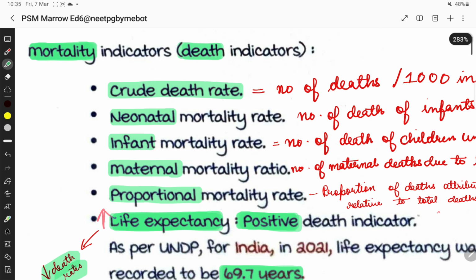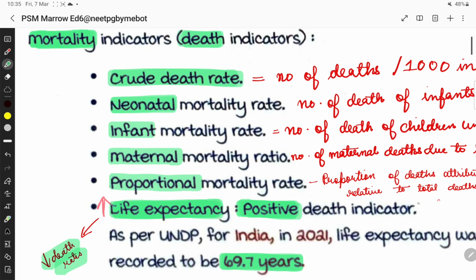So mortality indicators are crude death rate, neonatal mortality rate, infant mortality rate, maternal mortality rate, proportional mortality rate, and life expectancy. Life expectancy is also a mortality indicator. Life expectancy is a positive mortality indicator.